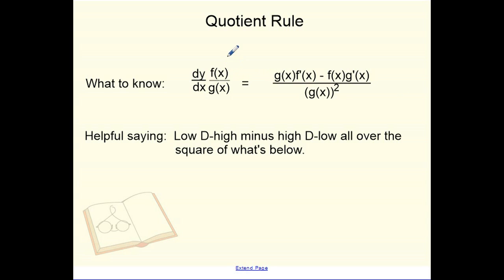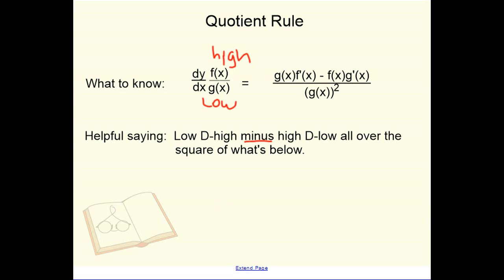And so if we have f of x, which is our higher function, so this is our high, right, because it's on top, and g of x, which is our lower function, so that's low because it's on bottom, then our helpful saying tells us low d high, and remember d is for derivative, minus, and minus is important to remember, high d low, all over the square of what's below. And remember that whatever is below, it's going to be g of x squared, not g prime of x, but the original g of x.